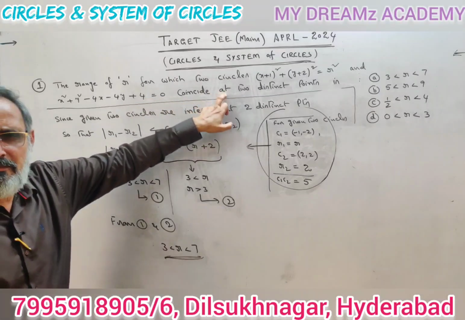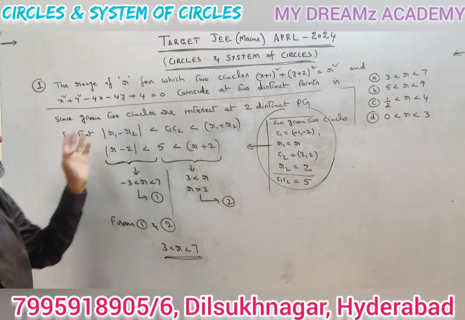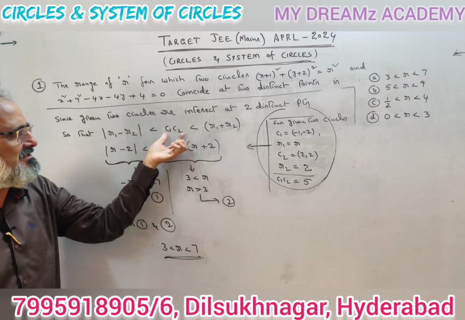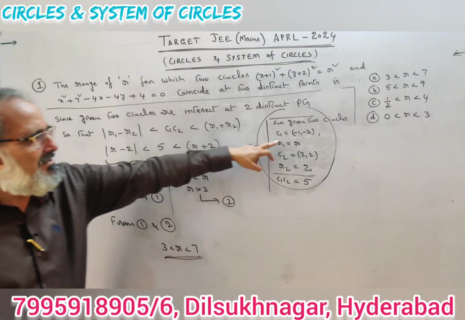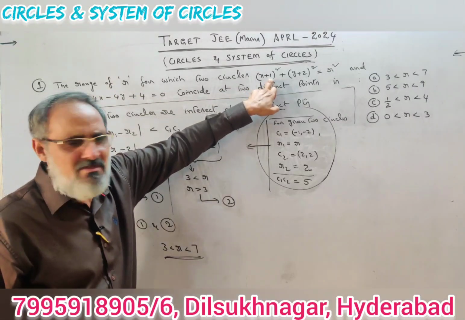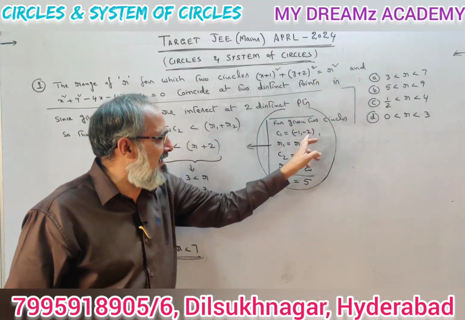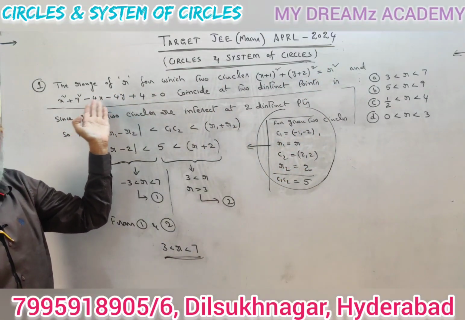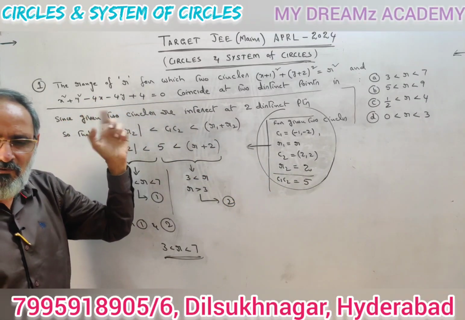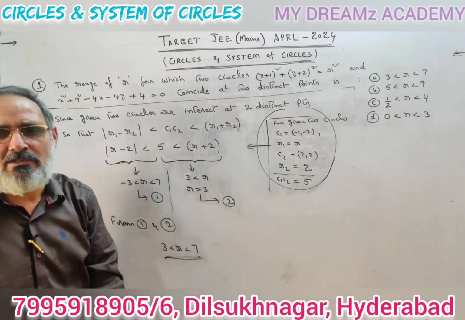Given that the two circles intersect at two distinct points, I just told you that R1 minus R2 is less than C1C2, which is less than R1 plus R2. So C1 is the center of the first circle, which is minus 1, minus 2, and the radius is given as R only, so we can keep R. The center of the second circle is 2 and 2, so the radius will be root of 2 squared plus 2 squared, that is 8 minus 4, root 4, so R2 is 2.